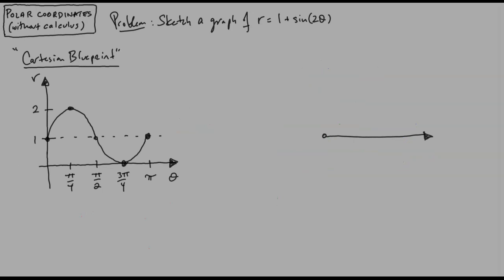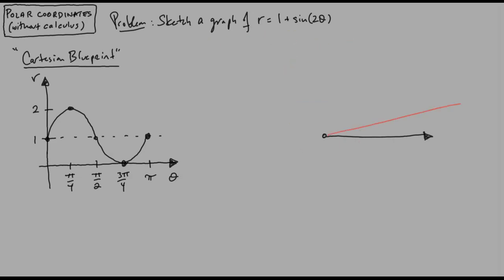We may find, when we're transferring things over from the blueprint to the real polar graph, that we need to extend this further, but once we have one full period on the blueprint, it's easy enough to do that. So let's just keep it like this for now, and now I'll show you how to transfer it over to the actual polar graph of this equation.